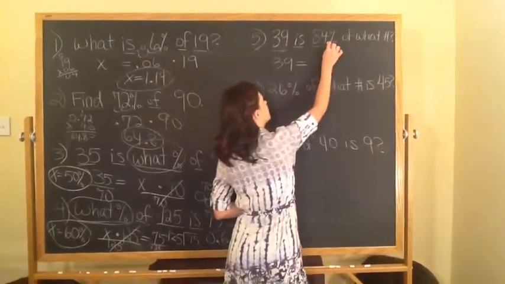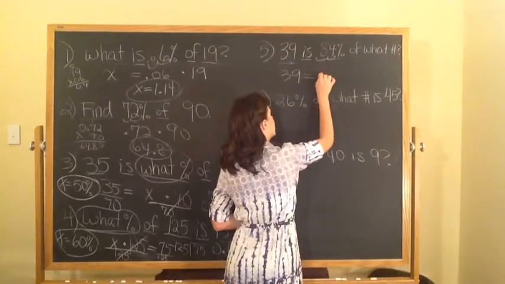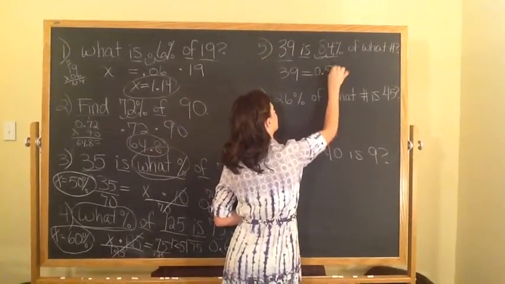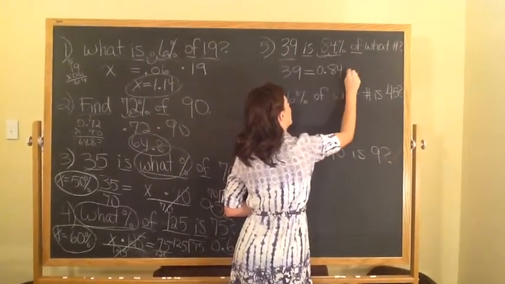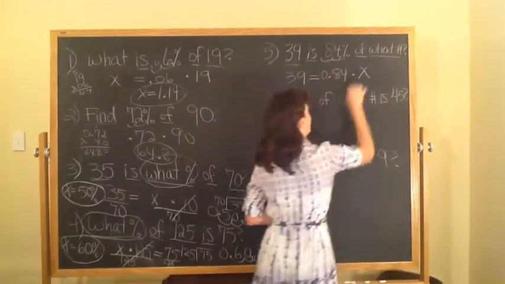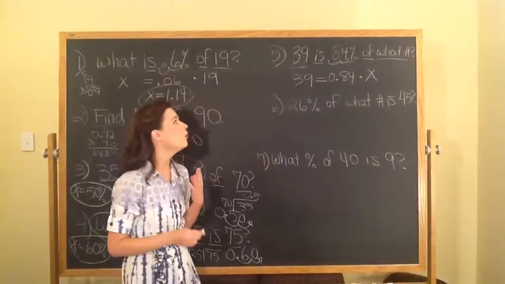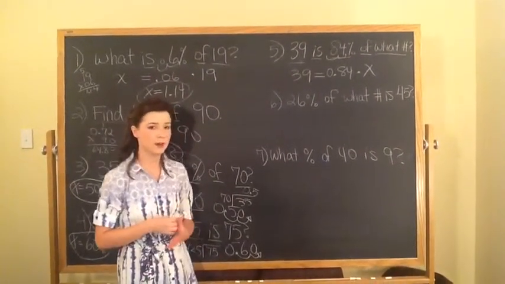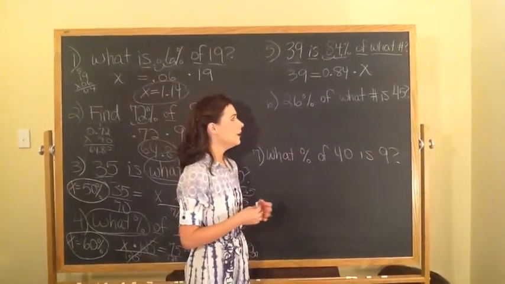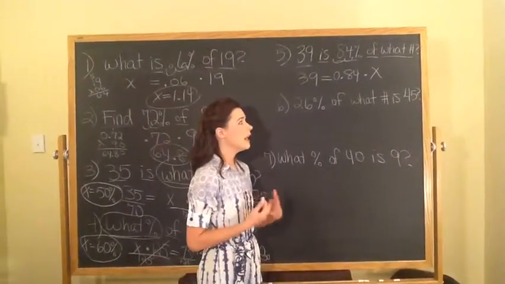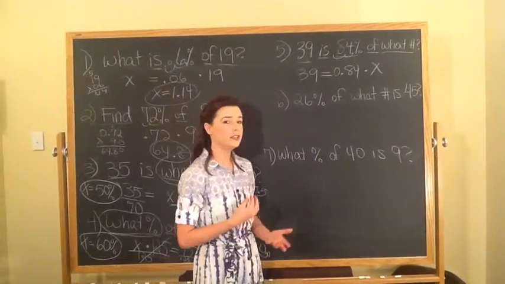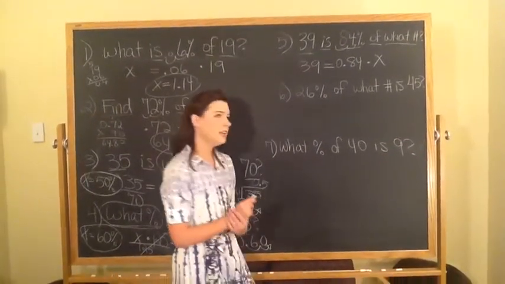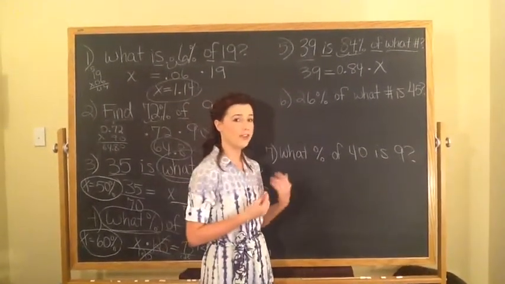So we're going to move our decimal 2 places to the left so that we can use it and have 0.84, which means multiply, and what number is X. So our whole 39 is 84% of what number? Turns into 39 equals 0.84 times X, or 84 hundredths times X.